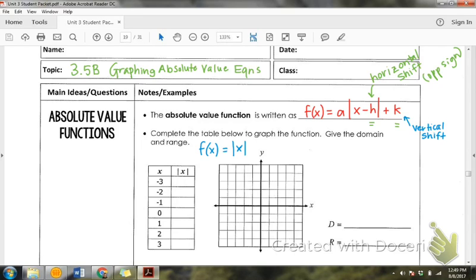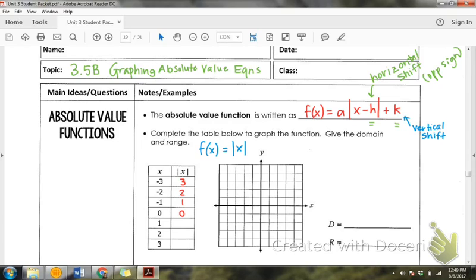If I plugged a negative 3 in for x, what would that give me? Positive 3. So the absolute value of x is positive 3. What if I plugged a negative 2 in for my x value? Positive 2. What about a negative 1? Positive 1. What about a 0? 0. What if I plugged in a positive 1? What's the absolute value of positive 1? Absolute value always makes things positive.